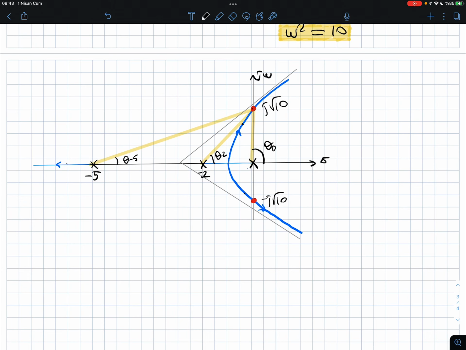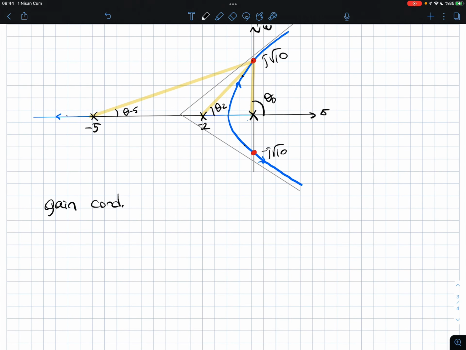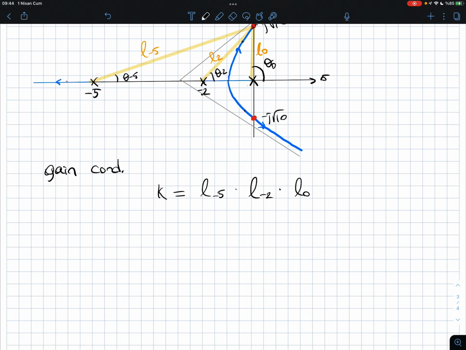Now we need to use the gain condition of the root locus in order to calculate the P-type controller that results in this point. So the gain condition, by the way, is the following. Gain condition. Now for the gain condition, what we have to do is, let me choose this one here. No, this is not a good choice. So let's call this L minus 5, L minus 2, and L0. Now, according to the gain condition, K is equal to L minus 5, L minus 2, and L0. So the distance from minus 5 to the point, from minus 2 to the point, and from 0 to the point is defined as L minus 5, L minus 2, and L0.